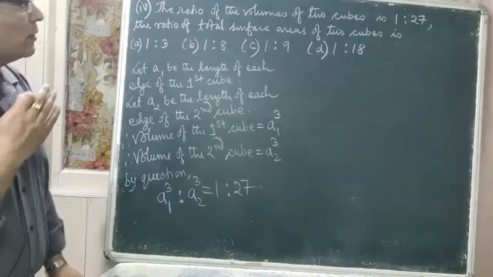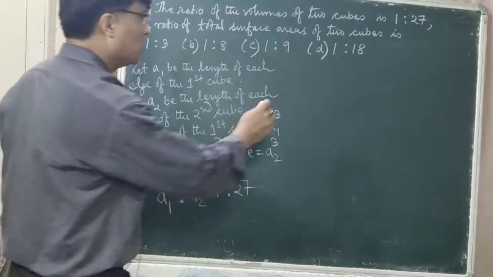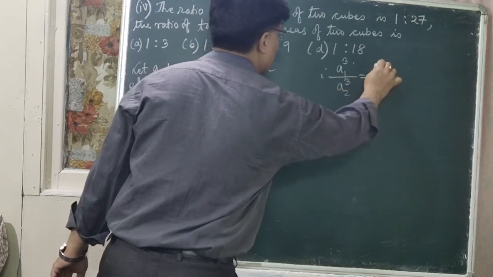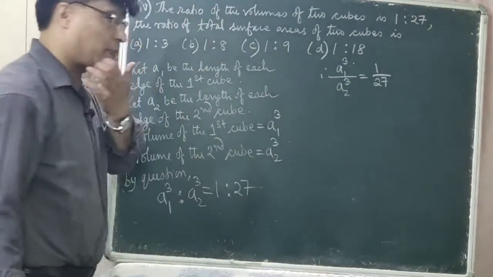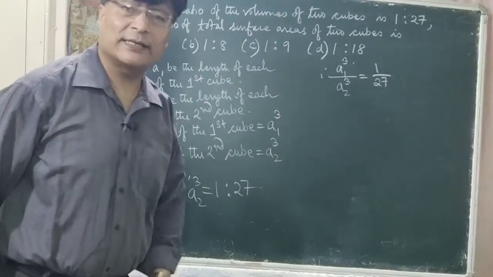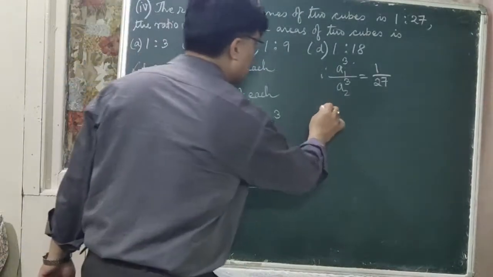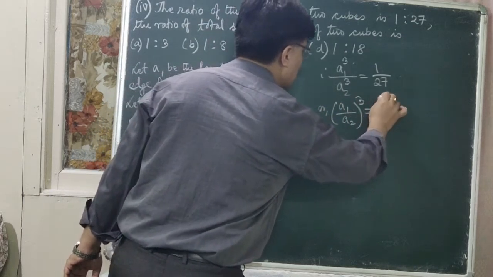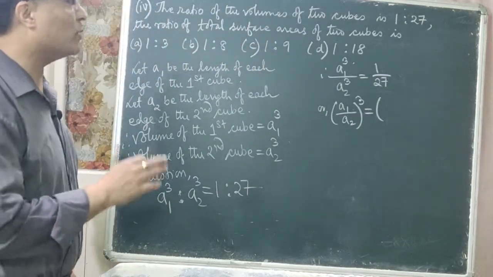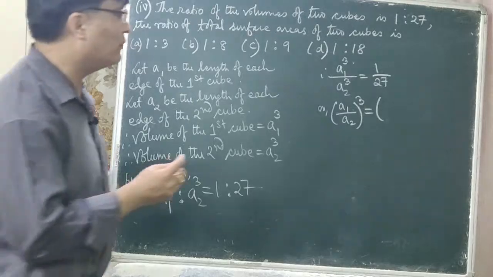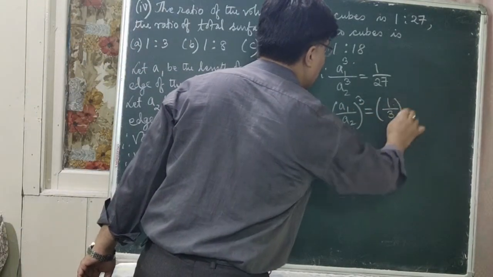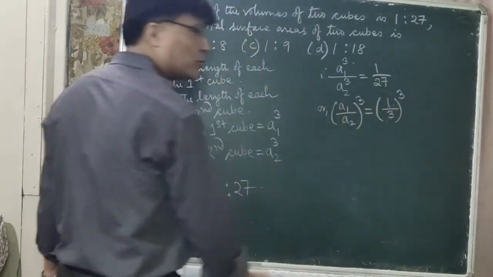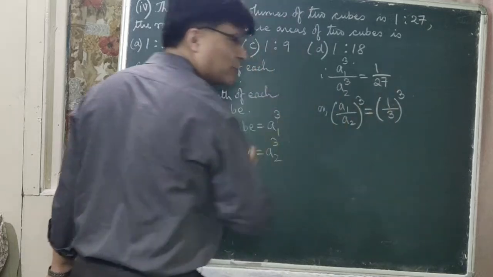So you know that the ratio can be written in terms of fraction. So we can write it in terms of fraction. A1 cube divided by A2 cube is equal to 1 upon 27. So both these sides can be written in terms of whole cube. You know that, isn't it? Or A1 upon A2 whole cube is equal to, so how will you write 1 by 27 in terms of whole cube? It will be 1 upon 3 whole cube, isn't it? That is 3 cube is 27, 1 cube is 1, right? So if powers are equal, bases must be equal.